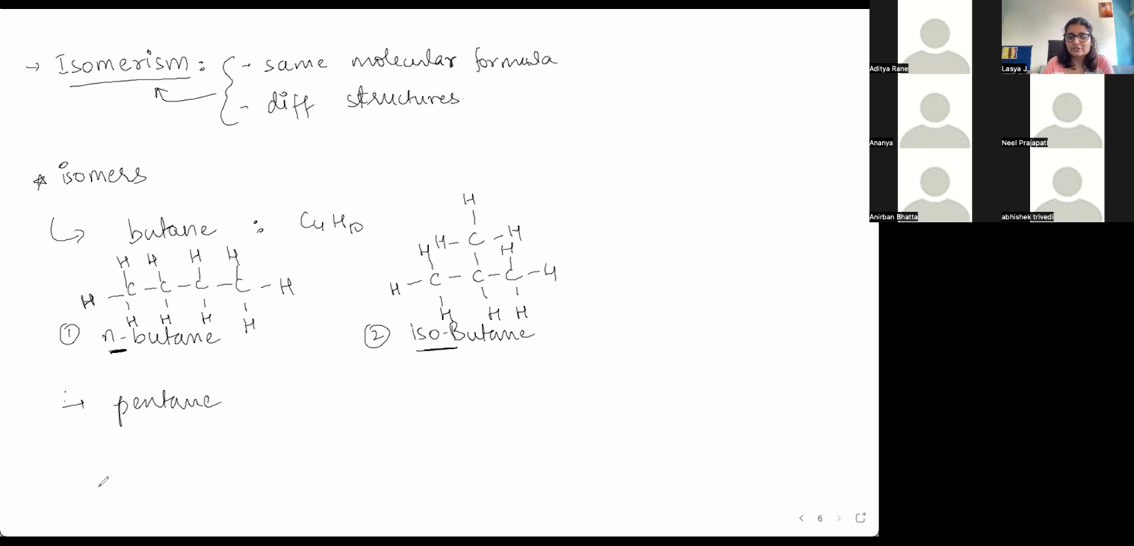Okay. So similarly for pentane, you have 3 isomers. Pentane ka formula we've seen earlier, C5H12 hai, pent 5 carbon atoms. The first one is N-pentane. Just like N-butane, N means straight 1, 2, 3, 4, 5. And the rest is filled with hydrogen. 12 hydrogens here.